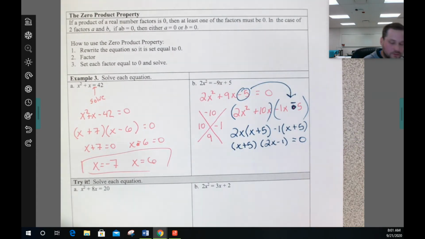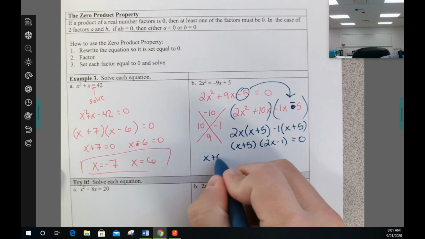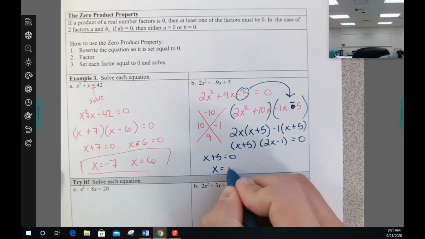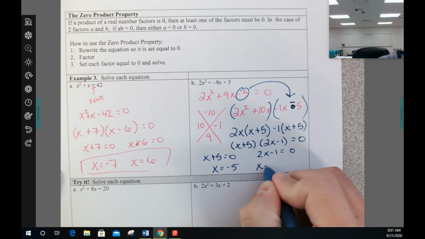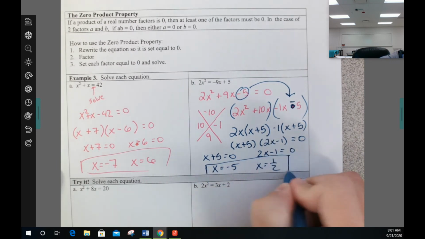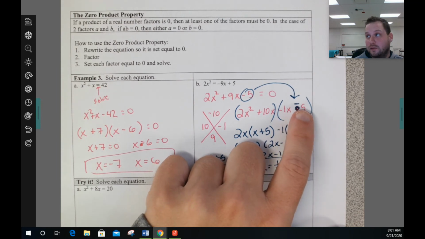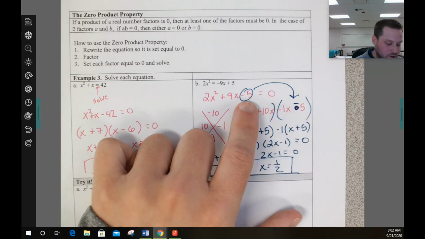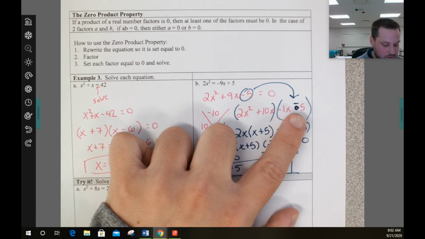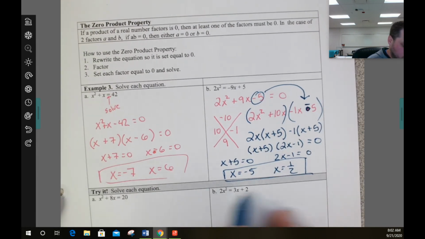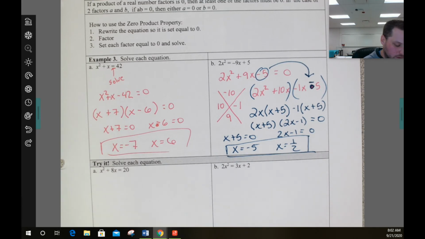Set it equal to 0. And when we go ahead and break these and solve, we're going to get a solution of x equals negative 5. And we're going to get a solution of x equals 1/2. Okay? So right here, that always should have been a minus 5 in the parentheses. Reason being, it was minus 5 on the end when we had it set equal to 0. So that's a small mistake on my part. Go ahead and do the try-its, and then we'll check those when we go live in class.